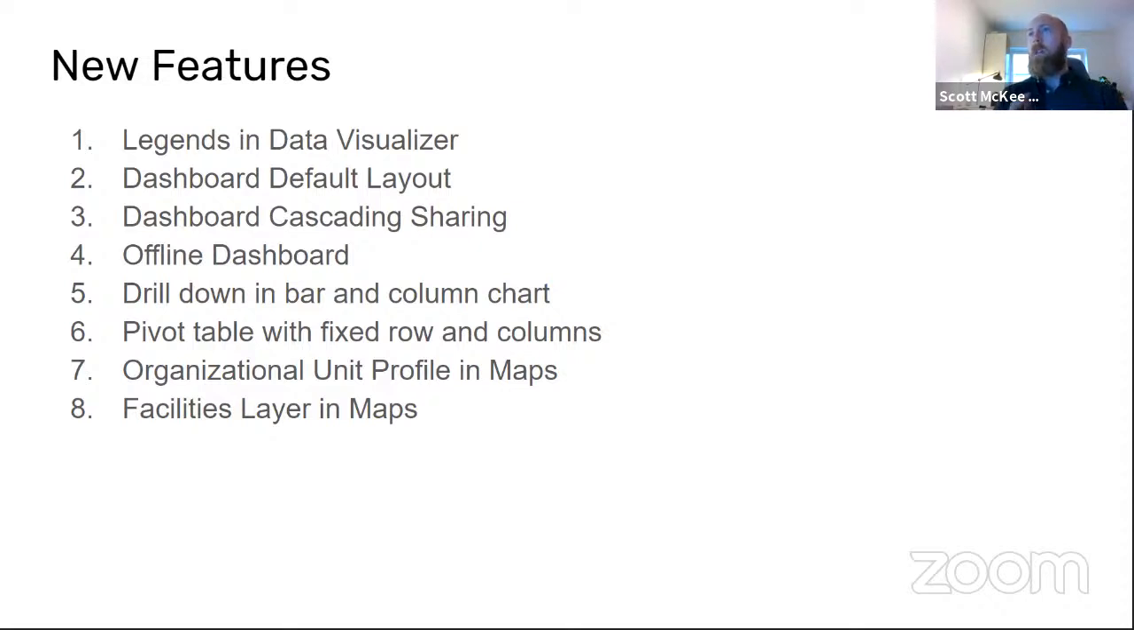The next one is organizational unit profiles in maps, and the one after that is facility layers in maps. These are, again, both referring to the big push that we have right now in terms of improving DHIS2's functionalities as a master facility list. And these are big steps in that direction. I'll demo these for you as well. So let me just get out of the PowerPoint and straight into DHIS 2.